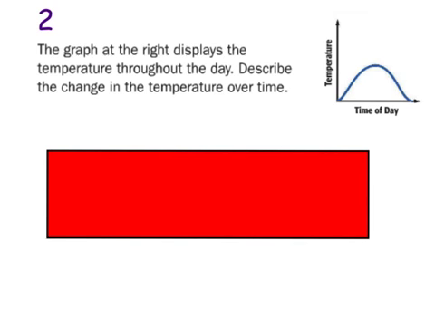All right, let's go back to example 2 because we just did example 3. Example 2 is, again, I'm giving you the graph and you need to figure out how to describe it. The graph shows the temperature throughout the day. So describe the change in the temperature over time. Pause, see if you can figure it out, and then restart.